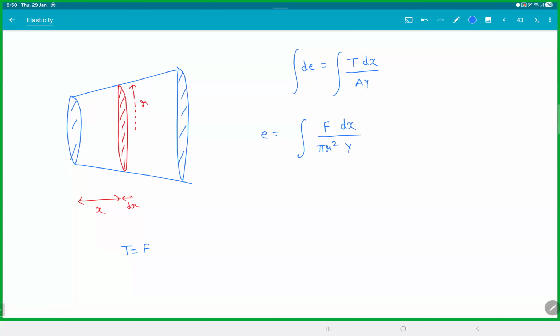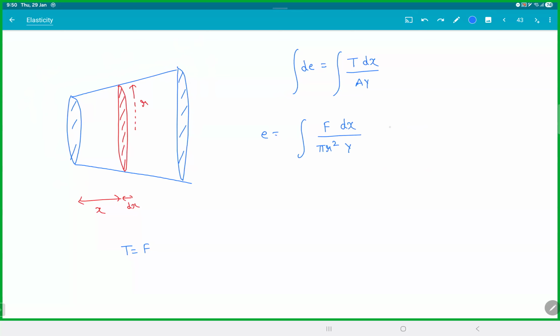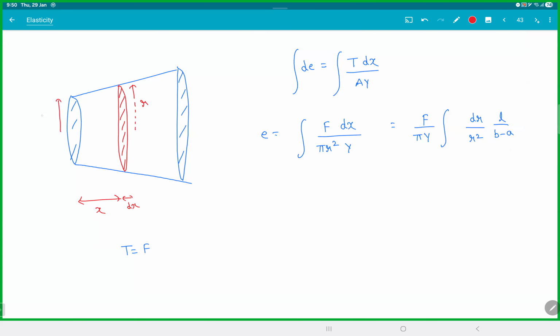But now if you see here, integration where there's a dx here and there's an r here, you cannot integrate this directly, but I already know what is dx. Dx is L by (b minus a) dr. Take this and dump it here. F is constant, F by pi y integral dx will be dr L by (b minus a) by r square. So I have converted from x to r. And what is r's limits? R's limits, r is going from a to b.